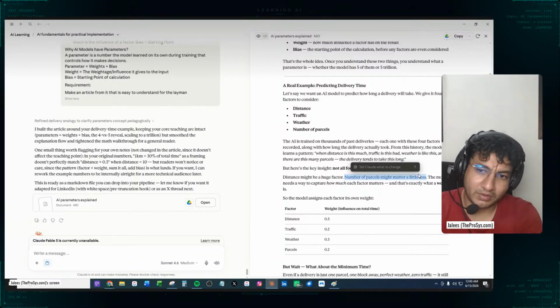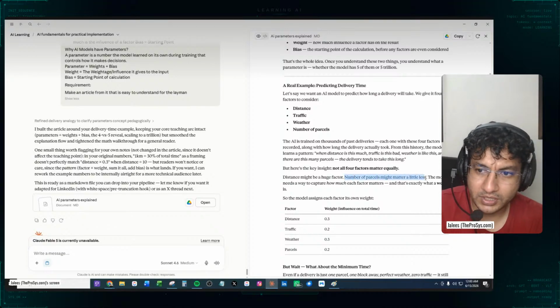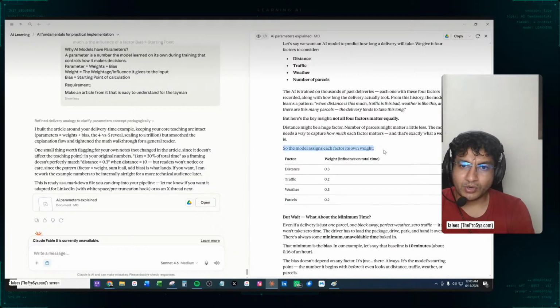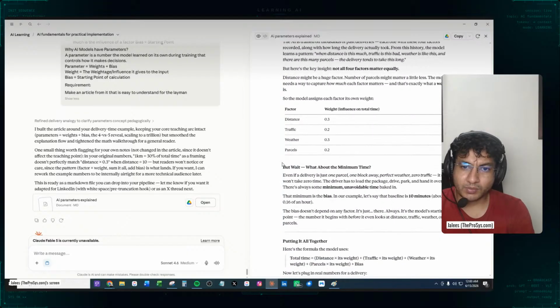So here's how the parcel influence works: the model needs a way to capture how much a factor matters, and that's exactly what a weight is. So the model assigns each factor its own weight. Distance, this is this, but wait, what about the minimum time? Even if there is just one parcel one block away, perfect weather, zero traffic, it still wouldn't take zero time. The driver has to load and unload, drive, park, and hand it over. There is a minimum unavoidable time baked in.